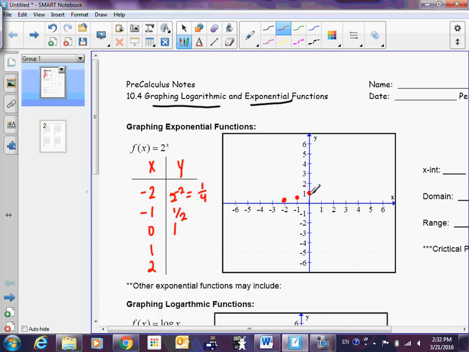So 0, 1. Now this point right here, this point 0, 1, is something we're going to call a critical point, okay? Because even if this 2 changed to another number, we would still plot that 0, 1. All right, what about 2 to the 1? This is a little bit easier. 2, and then 2 squared is 4. So we'll plot the point 1, 2, and 2, 4. And you can see that we have kind of a growth pattern. Now watch what I'm doing here. I'm going to connect these.